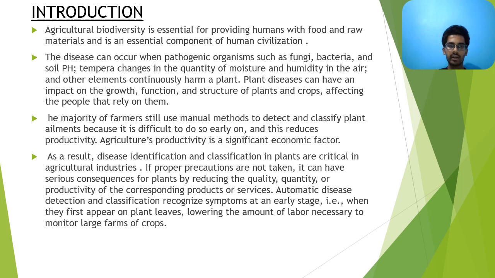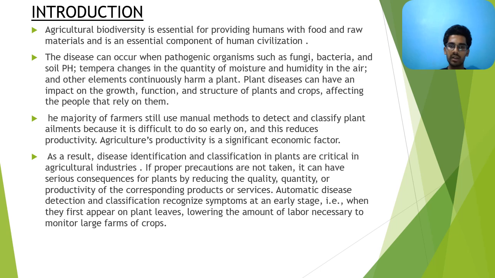Next topic, introduction. Agriculture biodiversity is essential for providing humans with food and raw materials, and it is an essential component of human civilization. The disease can occur when pathogenic organisms such as fungi, bacteria, and changes in soil pH, temperature, the quantity of moisture and humidity in the air, and other elements continuously harm a plant. Plant disease can have an impact on the growth, the structure and the parts of the plant crop, affecting the people that rely on them.